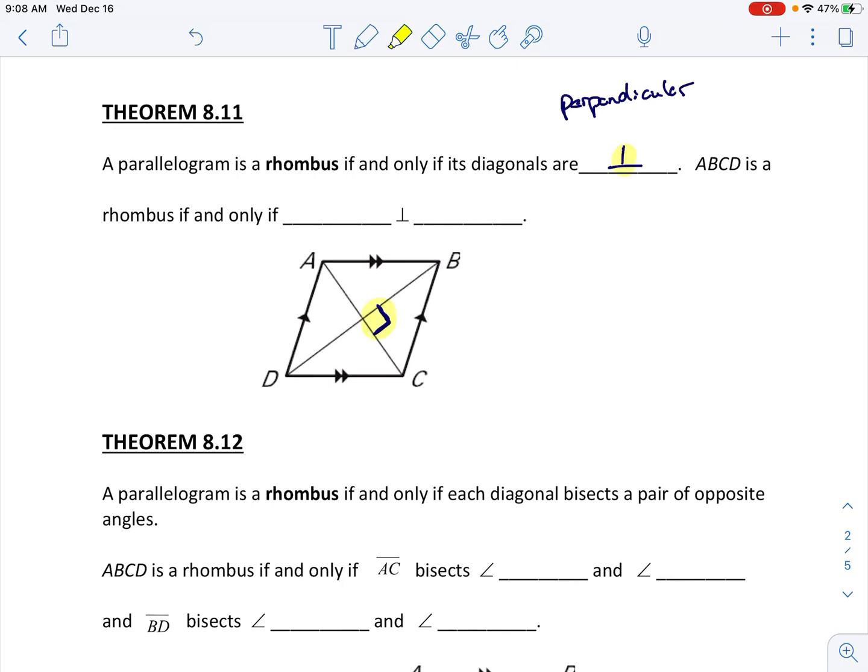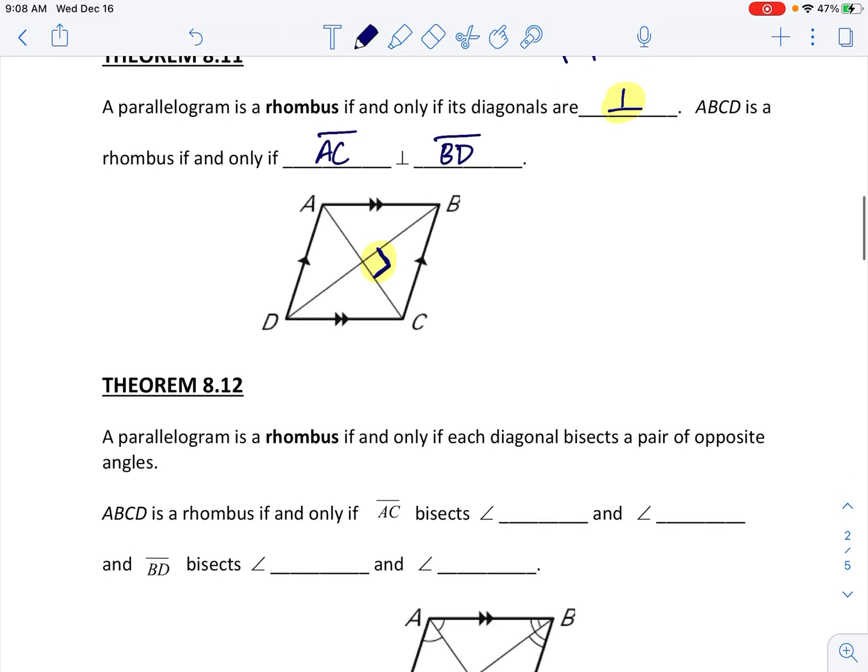It'll be 90 degrees. I'll even highlight it for you. Perpendicular, those diagonals will make a 90-degree angle. So this is a rhombus if and only if AC, the diagonal AC, is perpendicular to BD. So that's one thing that comes with the rhombus, is that the diagonals are perpendicular.